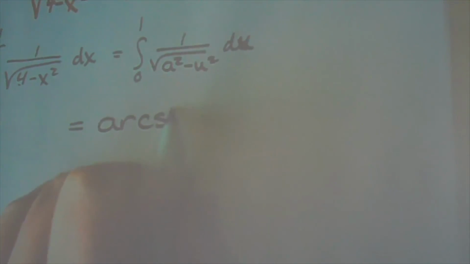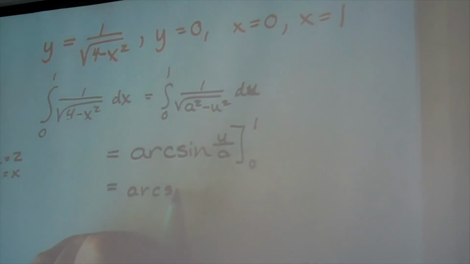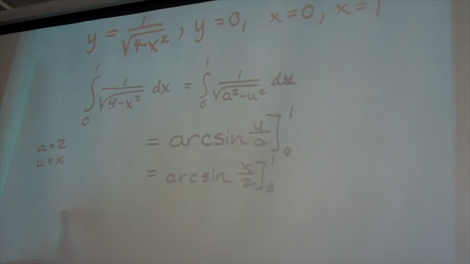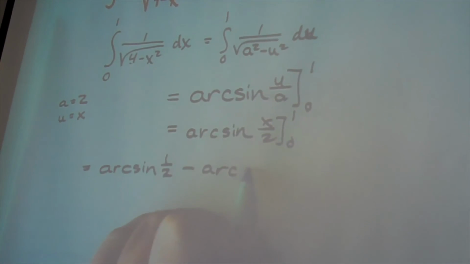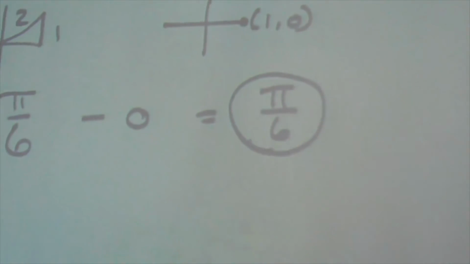Arc sine of u over a from 0 to 1. So it's the arc sine of x over 2 from 0 to 1. Okay, so I've got arc sine of 1/2 minus arc sine of 0. What's the arc sine of 1/2? Pi over 6. What's the arc sine of 0? It's 0. So pi over 6 minus 0 is pi over 6.